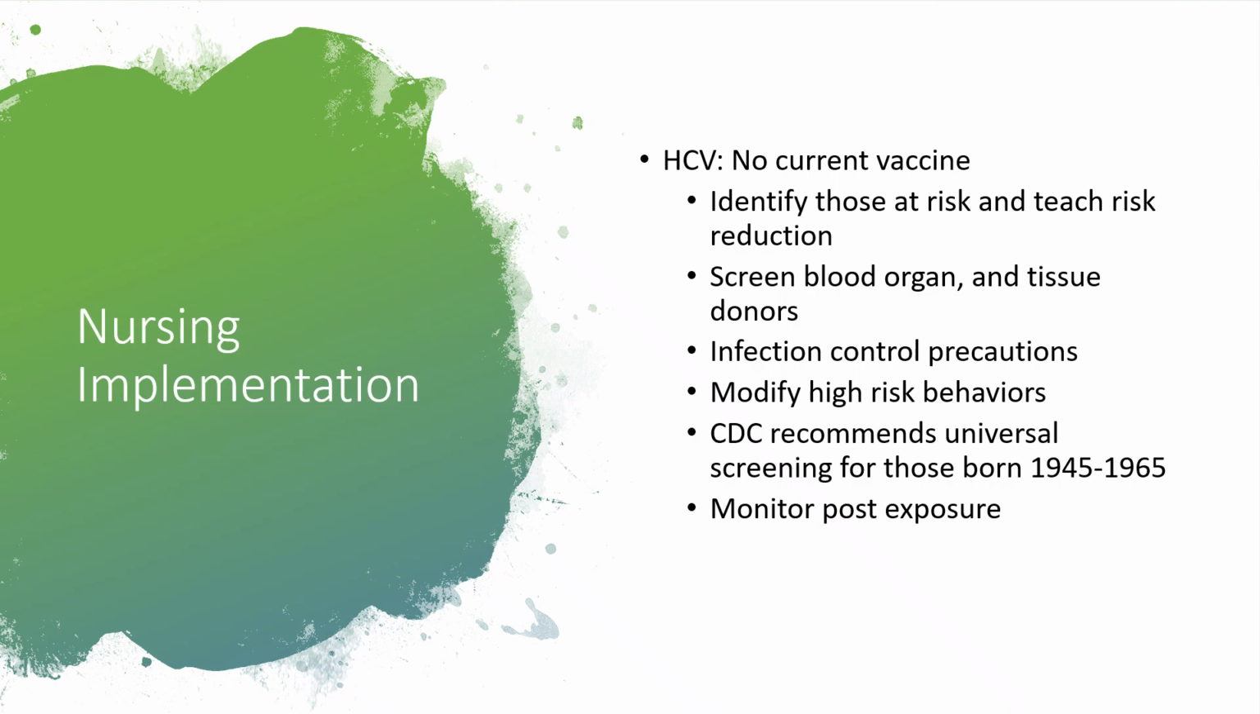For Hep C, there's no current vaccine. We want to identify those at risk and teach them risk reduction. Screen blood, organ, and tissue donors. Use infection control precautions and modify high-risk behaviors. And the CDC recommends universal screening for those born between 1945 and 1965. These are our baby boomers.